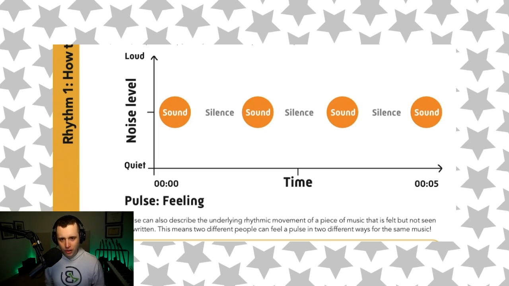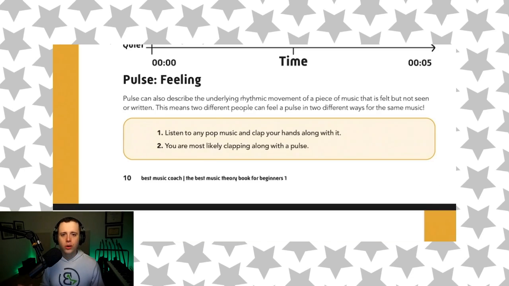So that's a pulse. A pulse is a type of rhythm because there sure enough is sound, and then there is silence. And we're hearing the pulse because there is sound, and then there is silence. In this lesson, you are going to understand the second use of the word pulse. And when we use pulse in this context, it actually means a feeling.